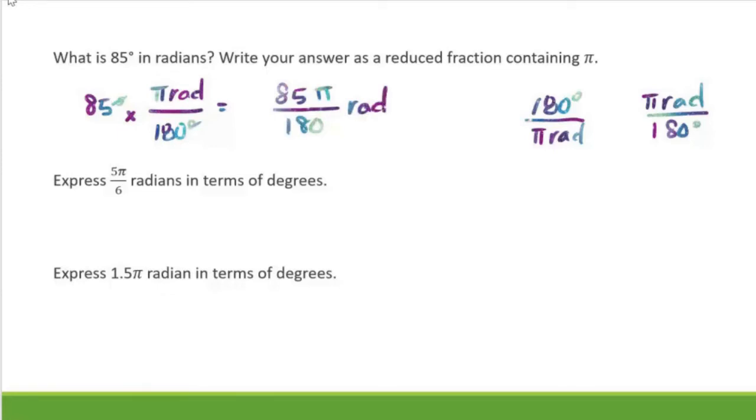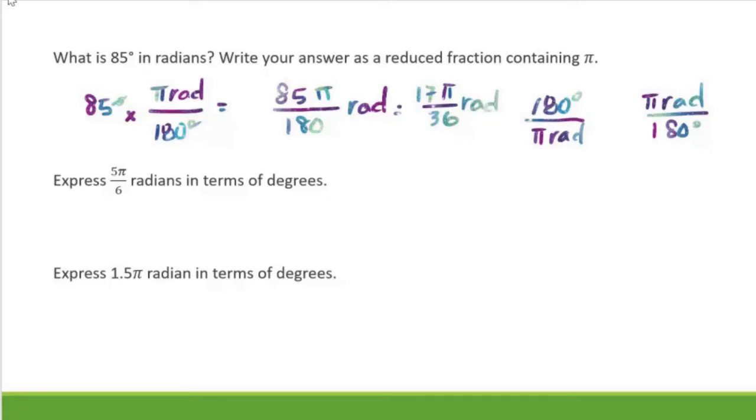We commonly write radians as reduced fractions containing pi rather than as decimals, and that's what's asked for here. So we want to simplify 85 over 180 if possible and leave pi as a part of the answer. Turns out both 85 and 180 are divisible by 5, and here we get 17 pi over 36 radians.